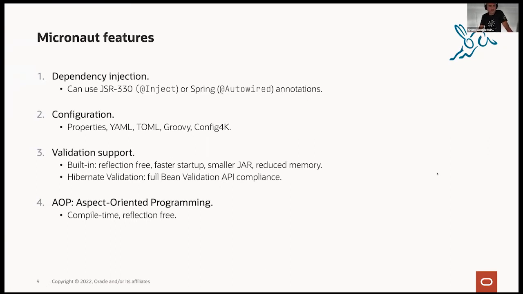For configuration, there are several formats supported. There is a built-in validation support, which is reflection-free, faster, and really small, good for native images. But if you need full Bean Validation API compliance, you can use Hibernate validation, which is also supported. There is an AOP framework inside Micronaut that you can use as well. And again, the difference is that it's compile time and reflection free.